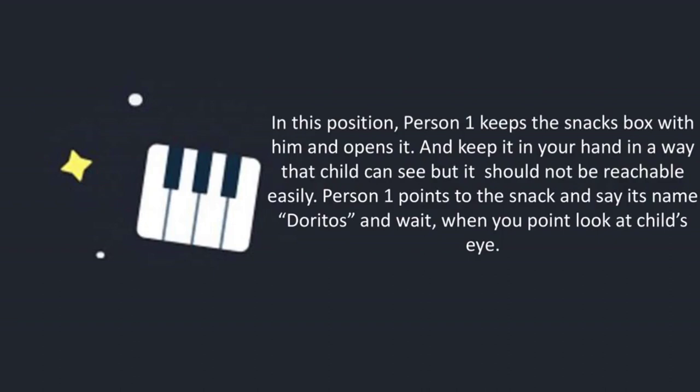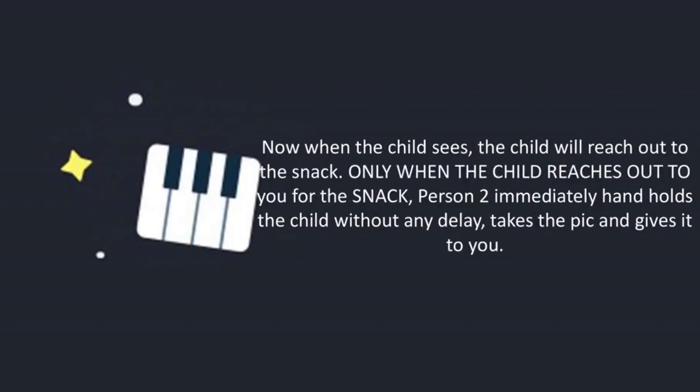Person 1 points to the snack and says its name, Doritos, and waits. When you point, look at the child's eye. Wait until the child reaches out to you. You have to give enough time for the child to reach out to you. Now when the child sees, the child will reach out to the snack. Only when the child reaches out to you for the snack, person 2 should immediately handhold the child's hand without any delay, take the pic and give it to person 1.